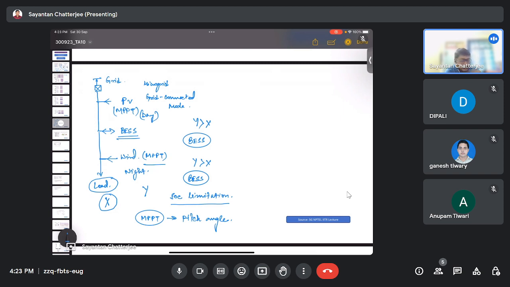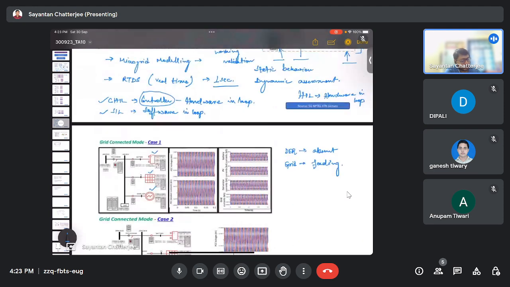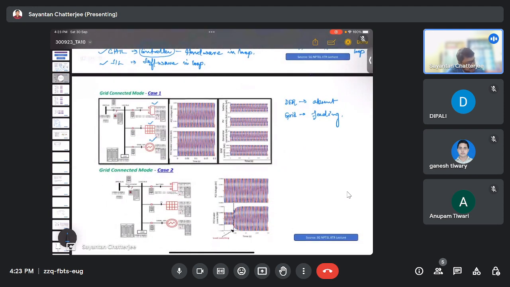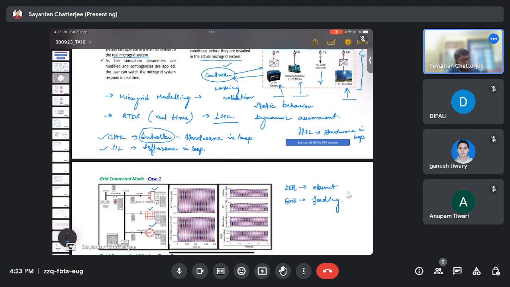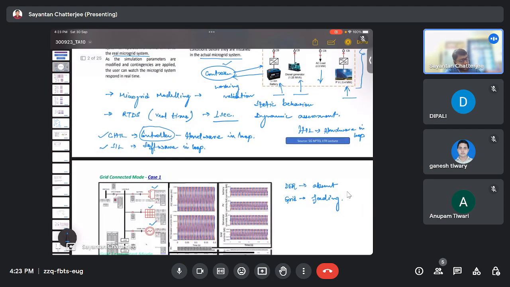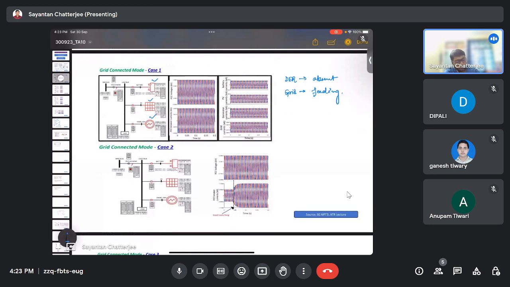To analyze each and every challenge, a large number of cases has been created in a software platform. Based on that, we analyze those cases and get some results, and these results are validated in RTDS. So that would be the entire system, the entire microgrid. This microgrid has been framed here. For this microgrid, we get various observations based on some cases.